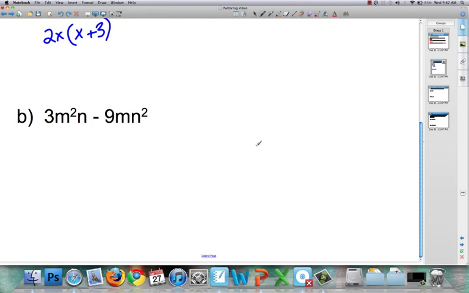Then for part B, we have 3m squared n minus 9m n squared. You'll notice we have a common term of 3mn in both terms. So if we factor that out, we end up with m minus 3n.